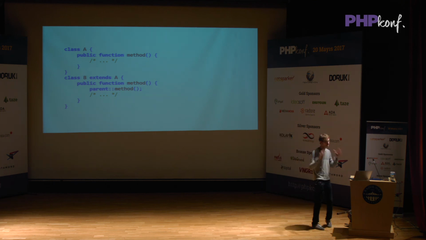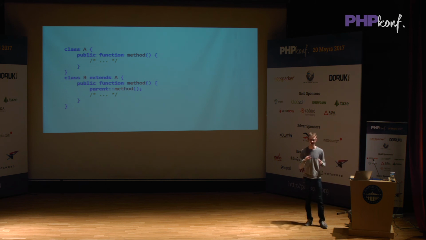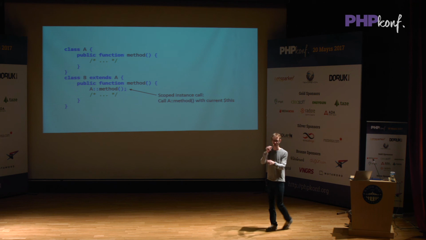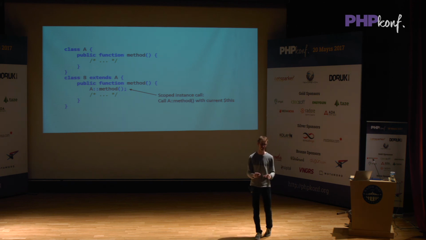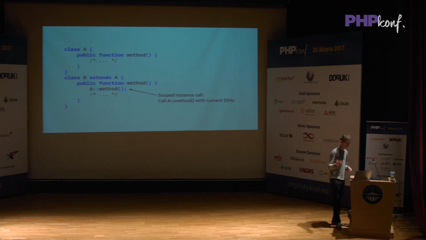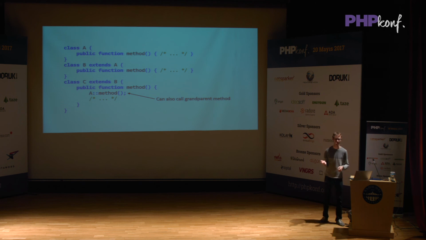And the thing is, this is not some kind of magic relating to parent methods. You can replace the parent with the class name, it will still work. This is actually a different type of call separate from the static call. This is what we call a scoped instance call, which just calls a method on a certain class with the current this value. And this also works not just for parent methods, you can, for example, also call a grandparent method using that. So we skip the method B and we call it on A directly.